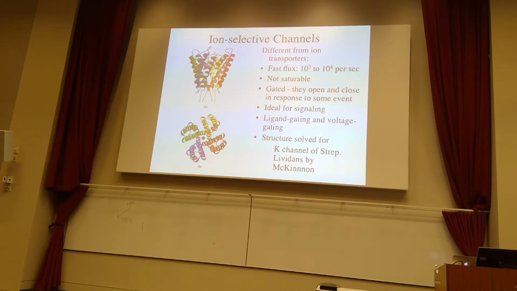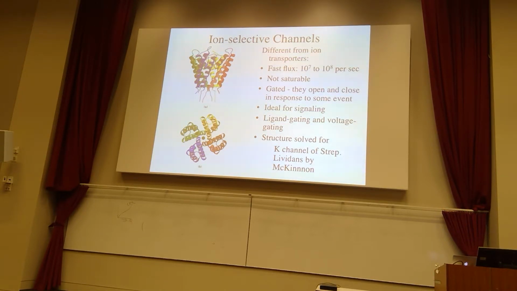They can't be saturated in these cases. Again, there's no particular binding site for the ions within this protein. These are more like tunnels. But they are gated, so there's like a toll gate on these tunnels, and they're only open a portion of the time. The cell controls when they're going to be opened and closed, and that makes them ideal for signaling.